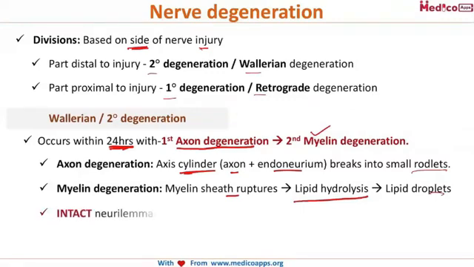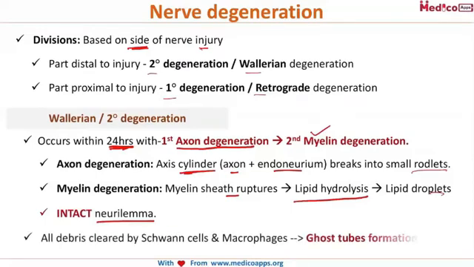Okay, however, one point here is that neurolemma is intact, and the Schwann cells and macrophages collect the debris and result in the formation of ghost tubes. Because they contain the degenerated material, they appear as hollow tubes, and hence these are called ghost tubes. So that is the process of degeneration, that is Wallerian degeneration.